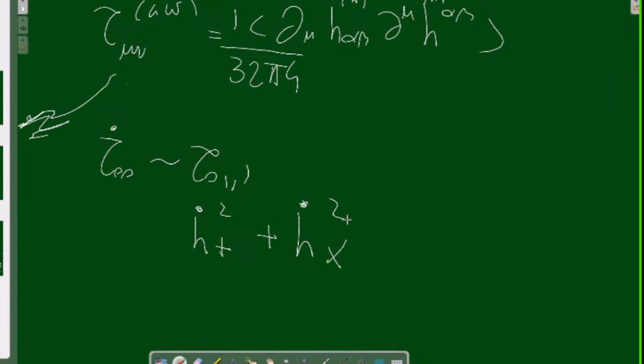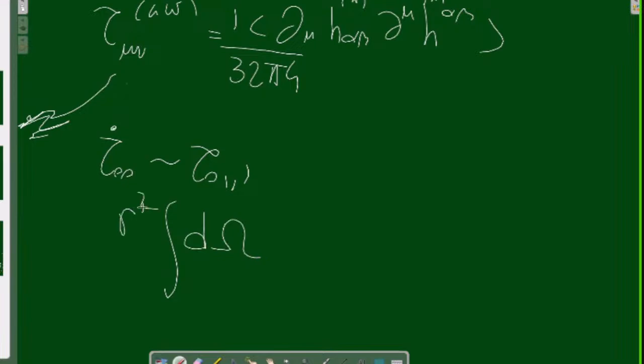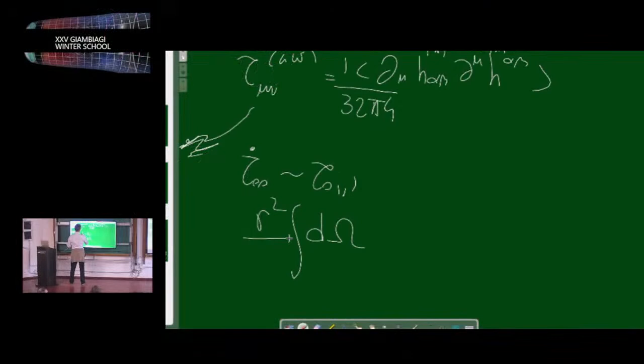Sorry, no, this is not correct. Wait. I have to put in the solution. So this is the energy density. I have to integrate it. So when I integrate it, I integrate it over the solid angle omega, and I have an r squared. I integrate over a surface.